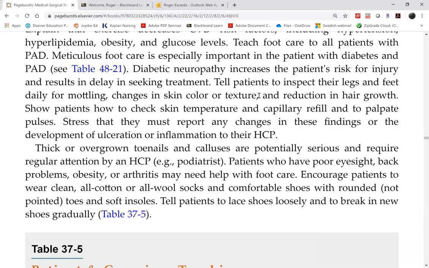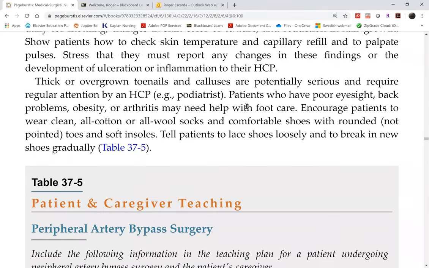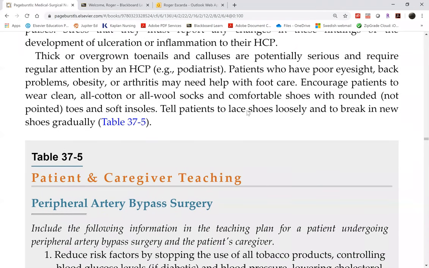Now this is self-care. Tell the patients there are risks. No difference really in diabetes. You have patients who have less sensation in the feet, so make sure to inspect them. Again, never go barefoot. These are basic things, but you'll never know. These patients have really poor self-care. You would think this would come naturally with common sense, but some people unfortunately don't know these things, so don't assume that they do.